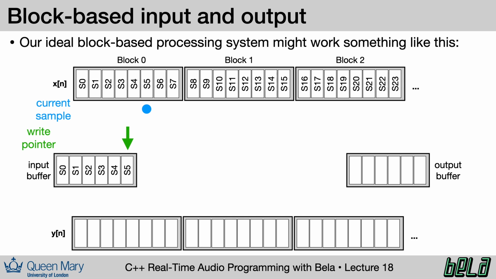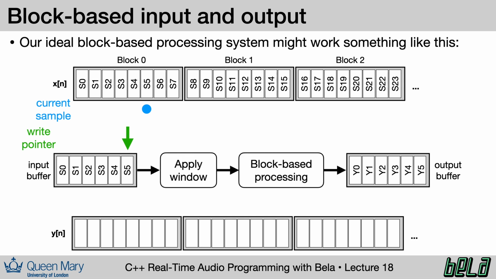Once the buffer is full, then we have a block of signals. We could apply a window function to this block, which we'll talk about later on, and then we could run some sort of block-based process like an FFT on it. The block-based process will produce another 6 sample window of signals stored in the output buffer. It's then our job to copy those samples from the output buffer into our new signal y of n. To do that, we'll need to keep track of a read pointer, which tells us which sample to read in our output buffer. So far, then, we've seen one complete window, assembled, processed, and put back into the output.